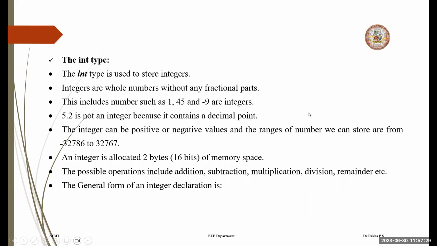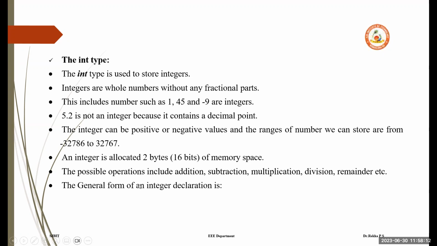So first, integer type. So int type is used to store integers. Integers are whole numbers without any fractional parts. So this includes numbers such as 1, 45, -9, -8, like that. These are all integers. So 5.2 is not an integer because it contains a decimal point, that is 0.2. The integer can be positive or negative values, and the range of numbers we can store is the range I have given here, -32768 to 32767. So this is the range we can store the numbers.